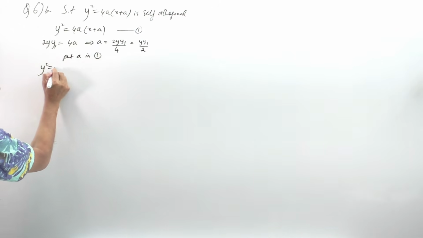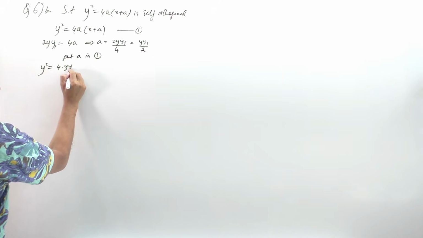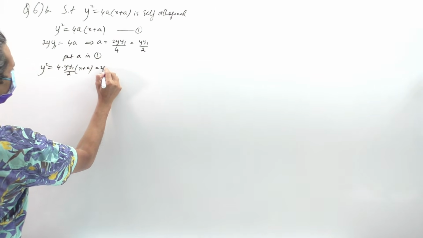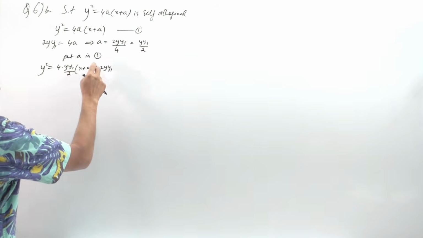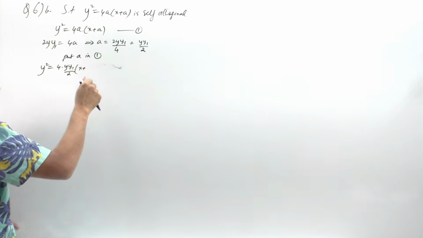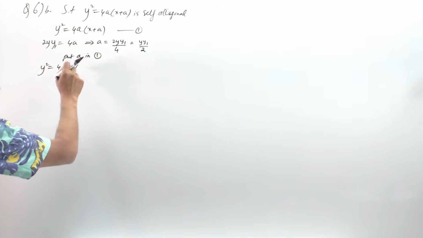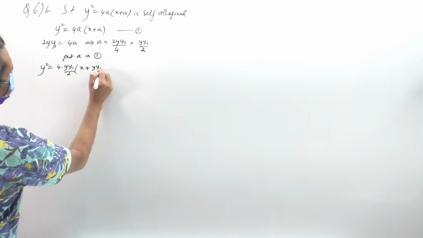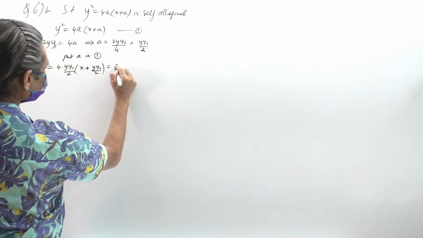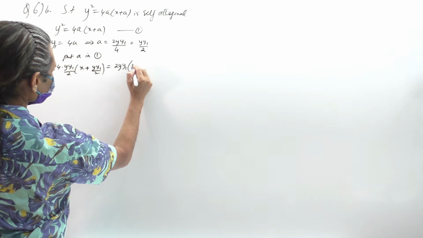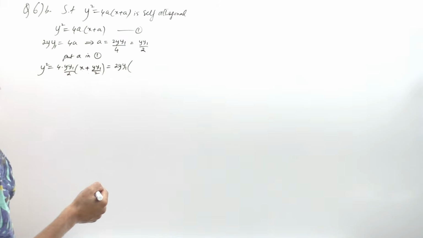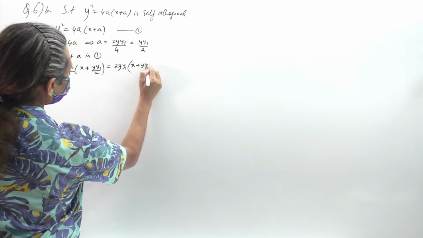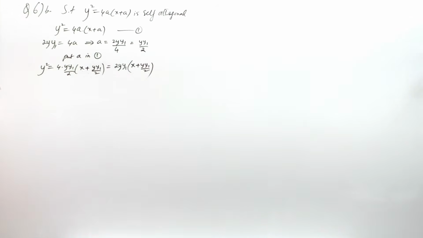So y square is equal to 4 into y1 by 2 into x plus a, that is equal to 2y y1. Okay, oh sorry, again this will be what? Forgot here. So 4a is y1 by 2 into x plus y1 by 2, and that will be equal to 2y y1 into x plus y1 by 2, right? Fine. Am I right? Okay.